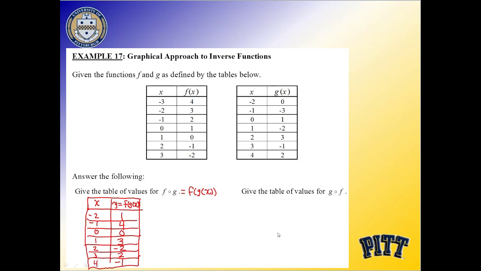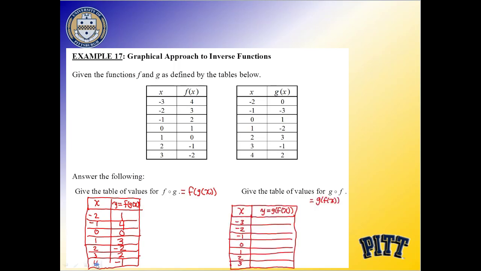Now, if they had in fact been inverses, my x and y columns should always have the same number. So it'd be -2, -2, -1, -1, 0, 0, 1, 1, 2, 2, 3, 3, 4, 4. That would be an indication that I have two inverses together. Because again, if I compose them, I end up with the x value again. Same thing with g of f of x.